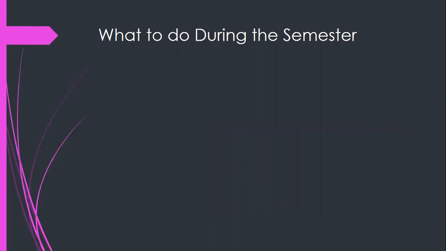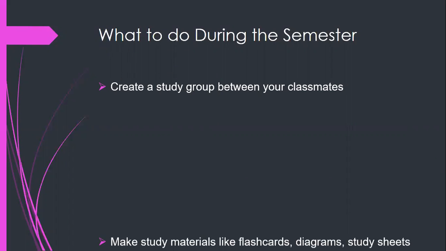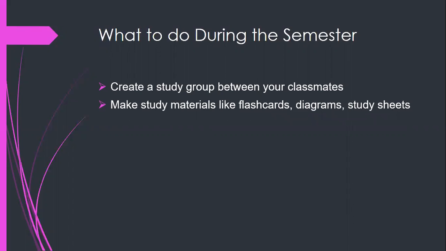So in the next 3 slides, we're going to be discussing 3 tips that can help if you are struggling in your science class. The first one is study groups. Create a study group with your classmates, make study materials like flashcards, diagrams, and study sheets, and try to go to your professor's office hours.